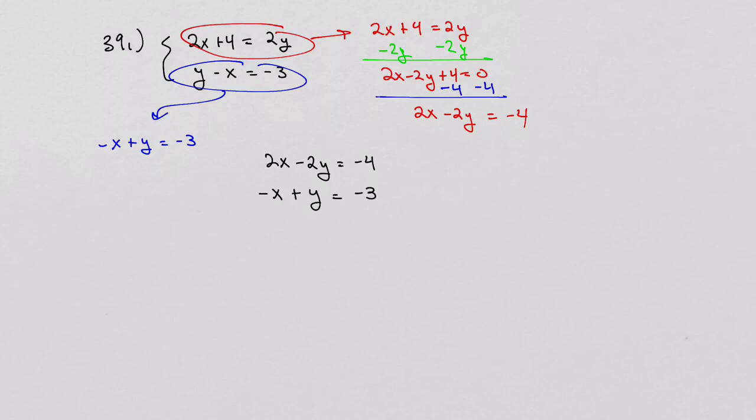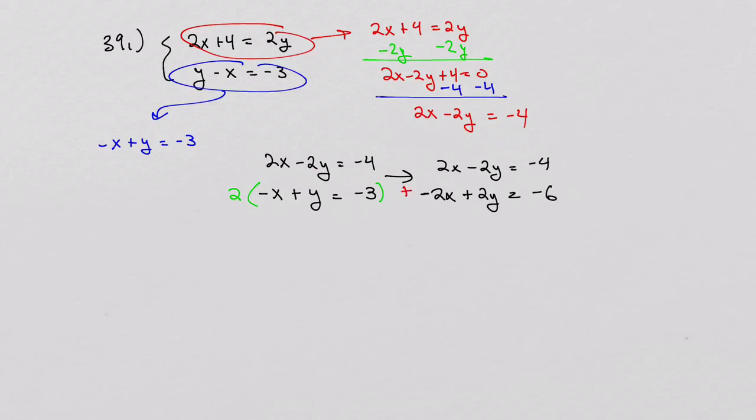I'm going to get rid of the x term, so I need to multiply the second equation, the bottom equation, by 2 so that the x terms have the same coefficient. Remember, you have to multiply the entire equation. A very common mistake students make is only multiplying the left half, but you still have to distribute into the right side too. So this becomes 2x minus 2y equals negative 4, and then we've got negative 2x plus 2y equals negative 6.